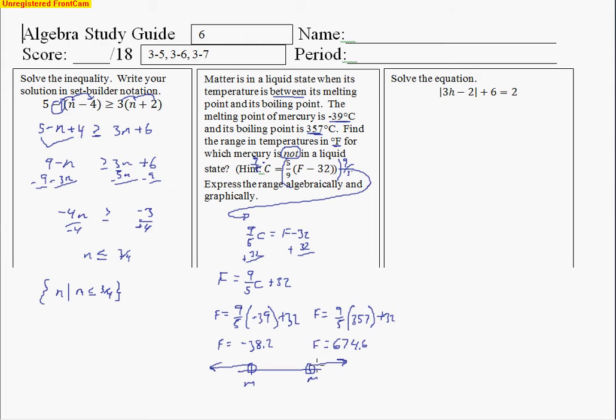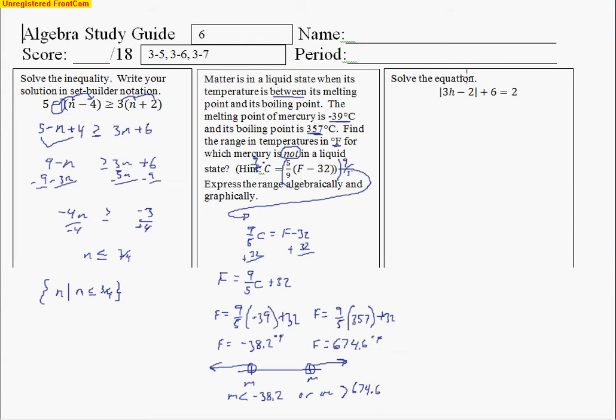674.6 degrees Fahrenheit. So we first had to figure out what those two values were, those two endpoints, and then write in our inequalities. Because it's not in liquid state, it's going to be below -38.2. So F is less than that, or F is greater than 674.6.